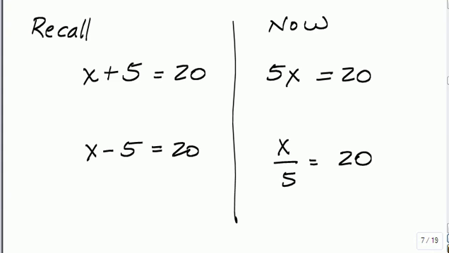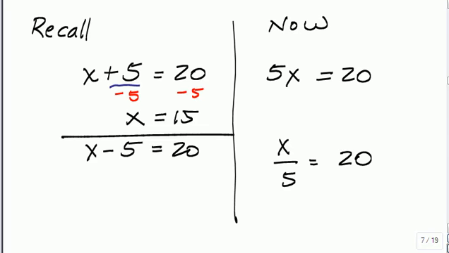Recall, we've already seen these kinds of problems where x plus 5 equals 20. So we can see that there's something in the way of getting x all by itself, and what's in the way is that 5 is being added. So what do we want to do? We want to do just the opposite to undo that. And what's the opposite of adding 5? It is subtracting 5. So we've already looked at these kinds of problems, and we would get x equals 15.